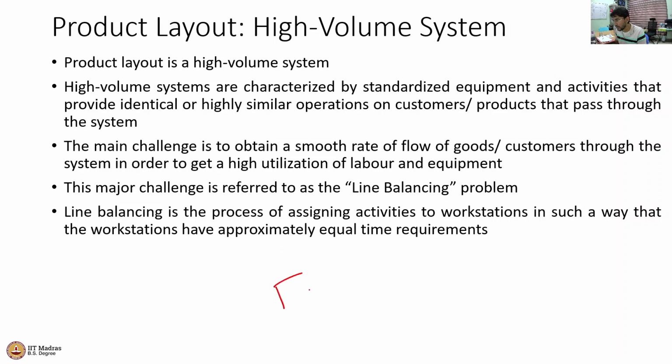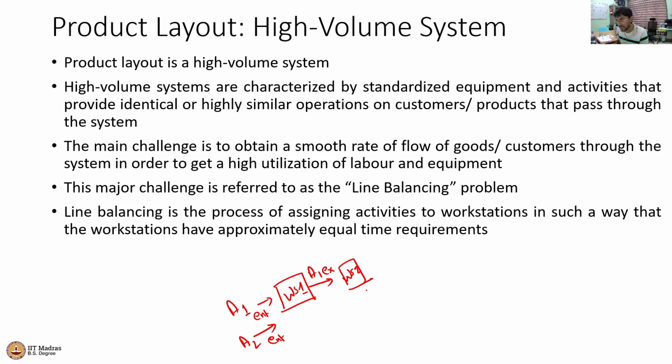Say I have two workstations, workstation 1 and workstation 2. When item A1 enters workstation 1, it is empty. And when item A1 exits workstation 1, item A2 is ready to enter workstation 1, right? So as the items flow through without any gap, the next item comes in. So there is a smooth rate of flow. There is no queuing before or after the line.